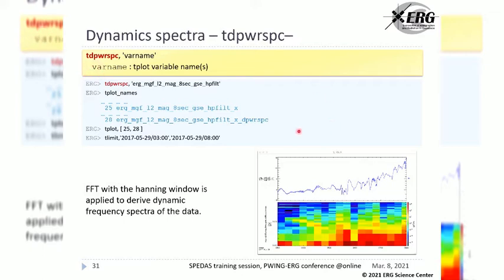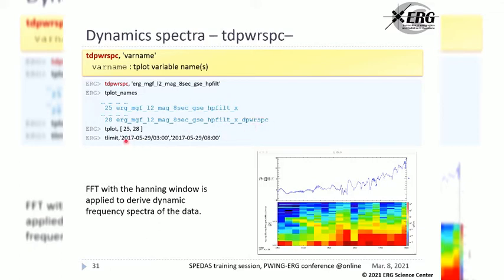So this is an example. tdpwrspc and the tplot variable names. Then we can see the tplot variable name here. So this is a new tplot variable after calculation of the Fourier transform.